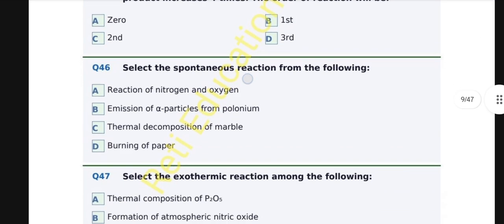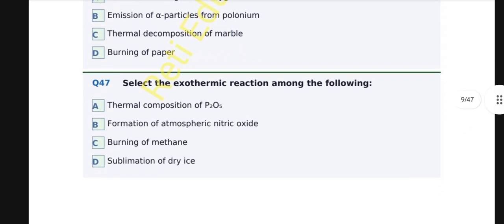Question number 46. Select the spontaneous reaction from the following. A, reaction of nitrogen and oxygen. B, emission of alpha particles from polonium. C, thermal decomposition of marble. D, burning of paper. And the correct option is B, emission of alpha particles from polonium. Radioactive decay, emission of alpha particles from polonium, is spontaneous. It occurs naturally without requiring external energy input.